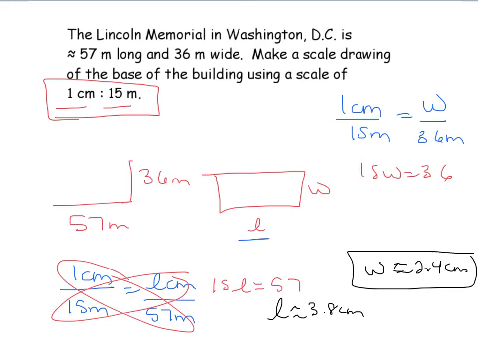So let's revisit what we just did. They told me what the actual building looks like. It's 57 by 36. They said they want you to make a scale drawing. They gave you the scale. You have to use this scale to find these measures for your drawing. So you're going to use it. 1 centimeter represents 15 meters. Well, something centimeters represents 57 meters. This is where you get your proportion from and solve. Likewise with your width.